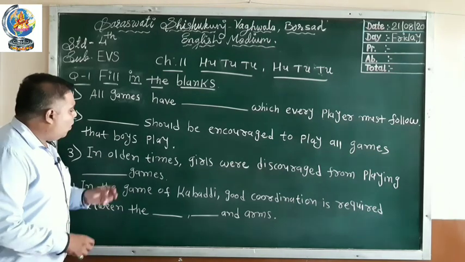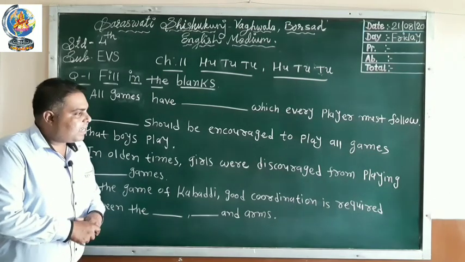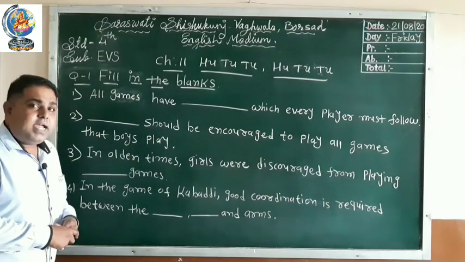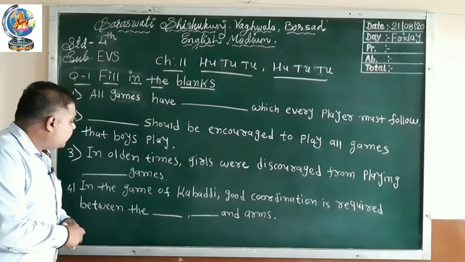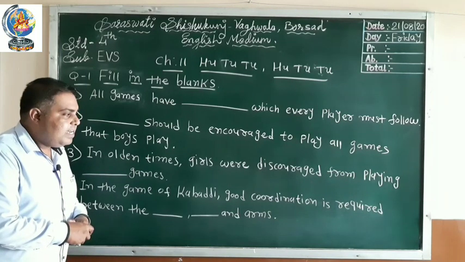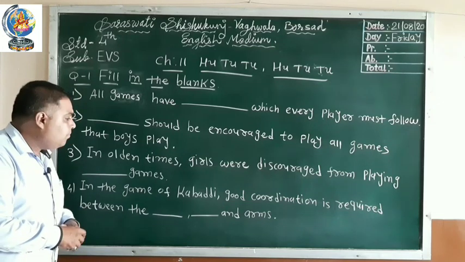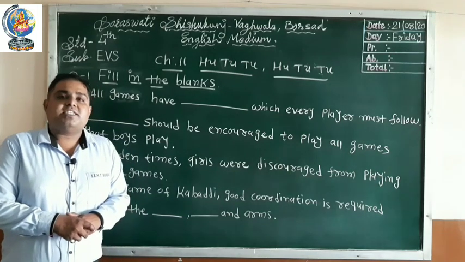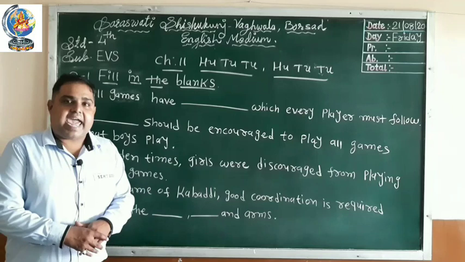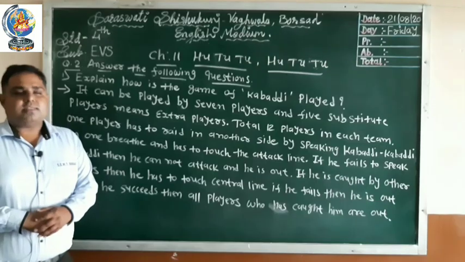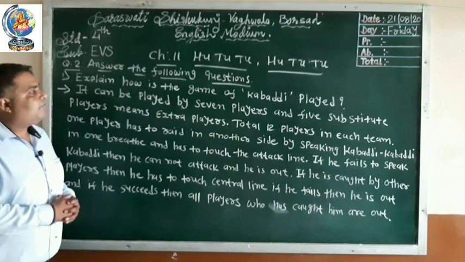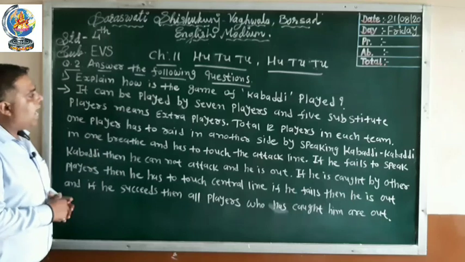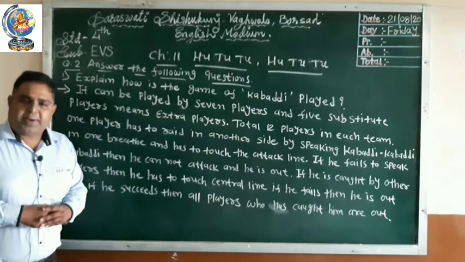Third, in olden times, girls were discouraged from playing blank games. Which game? Kabaddi. Fourth, in the game of Kabaddi, good coordination is required between the eyes, legs and arms. So students, this is question number 2. Answer the following questions. In it, the first question is: explain how the game of Kabaddi is played.